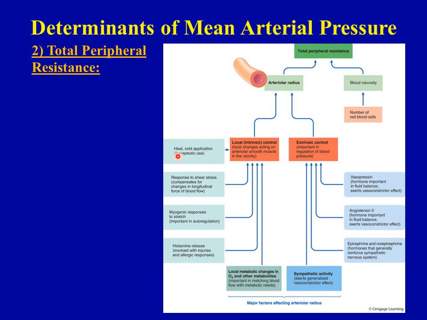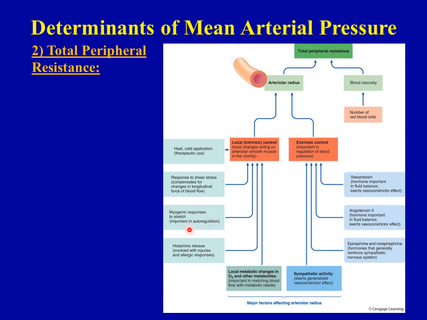Heat will cause dilation, vasodilation. Cold will cause vasoconstriction, and the temperature is used for therapeutic uses. We have also a concept that is called response to shear stress. So blood flowing through a blood vessel, this blood flow will stimulate the endothelial cells to release factors that can cause vasodilation. We have another response, which is called the myogenic response.